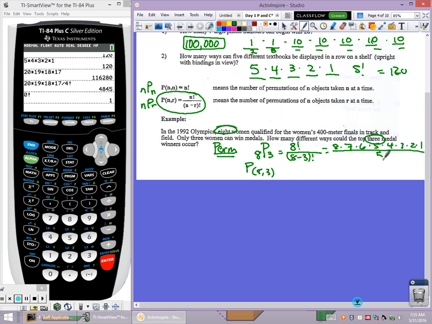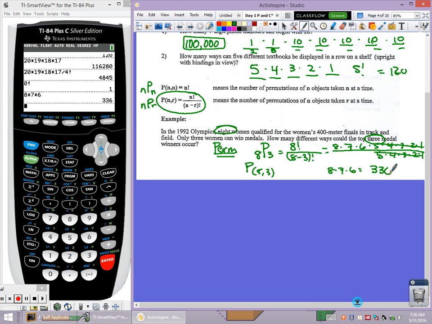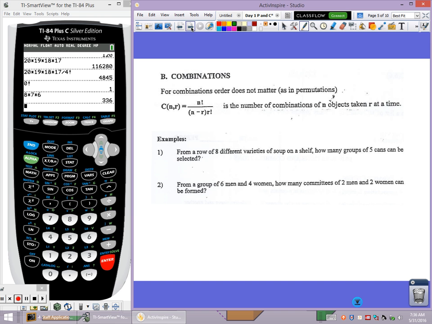So I'm going to start right here, 5, 4, 3, 2, 1, because, well, that just cancels out, right? So our answer is 8 times 7 times 6. So we're going to multiply that out and see how many. There are 336 ways that 3 people could win the top 3 medals. All right, so that's permutations.